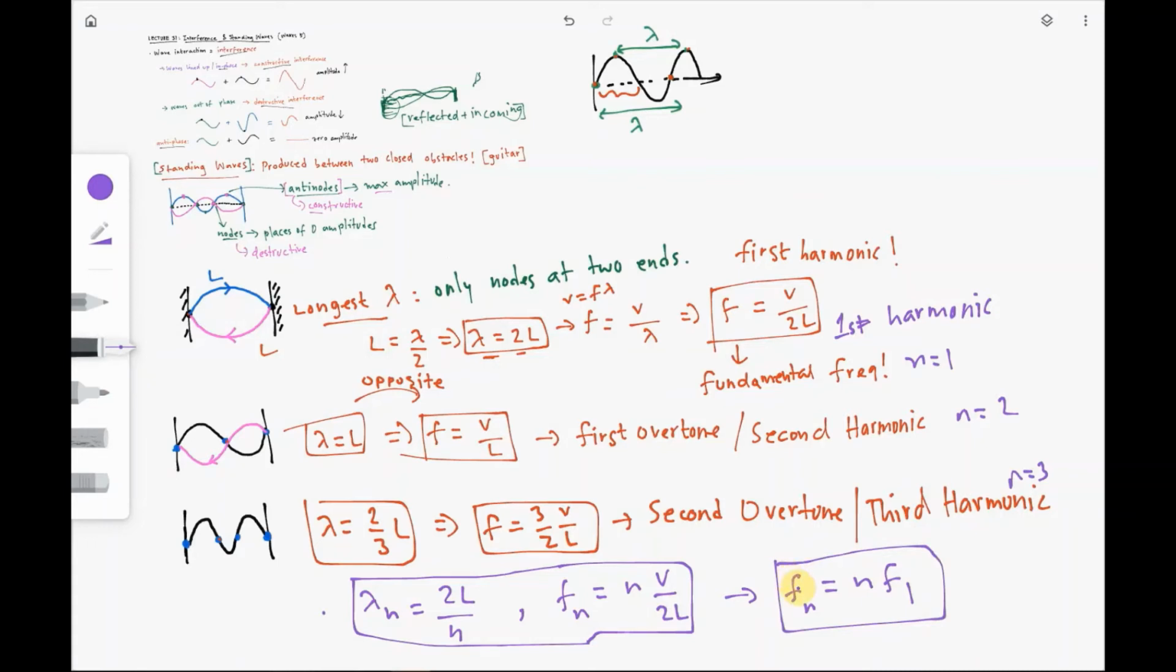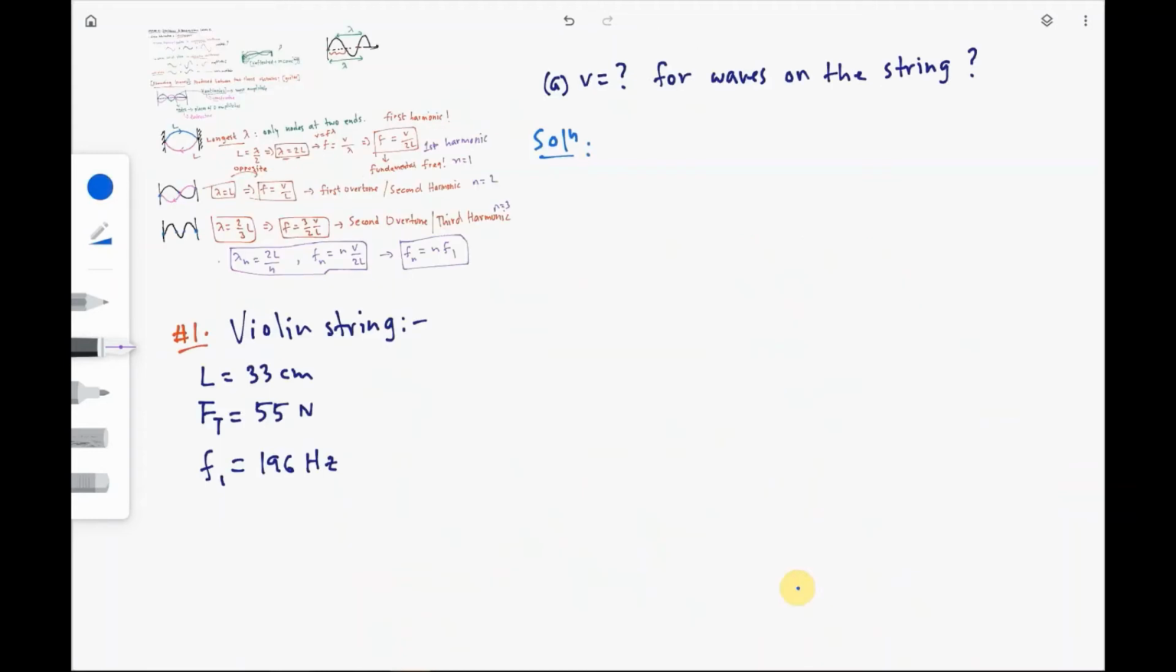Now it's time to check out an example and learn this better. The question in the example gives me a violin string which has a length of 33 centimeters, which is just 0.33 meters, and it is under a tension force of 55 newtons because it is held at both ends, providing a tension on it. And the fundamental frequency of this violin string is 196 hertz. The first question asks, what is the speed for waves produced on that string?